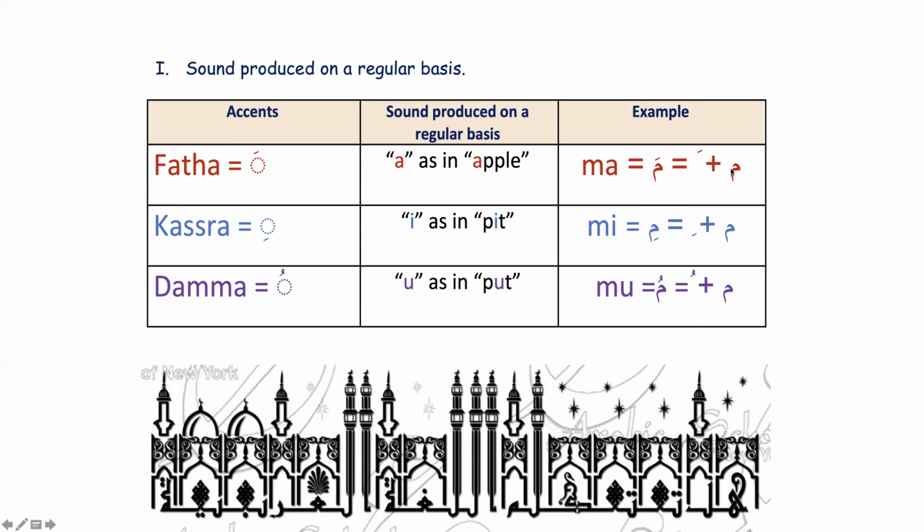I have here an example of an Arabic letter, which is M. So the M plus the dash on it would be ma. The M plus the dash under it would be mi. And the M plus the Dhamma would be mu. By the way, Dhamma is always on the letter. We're never going to find it under the letter. Always on. So 3 main accents: a, e, o.